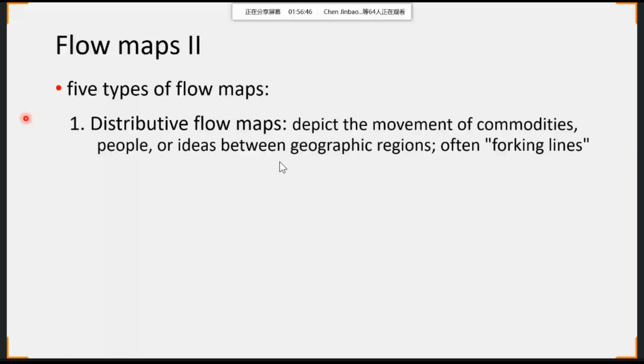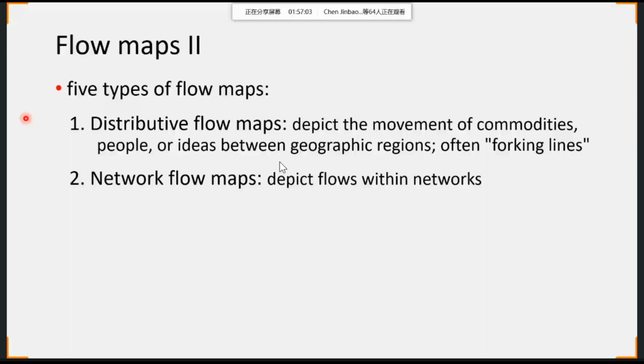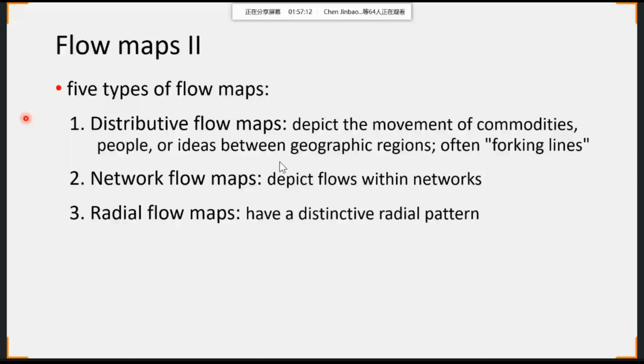The first type are distributive flow maps. They depict the movement of commodities, people, or ideas between geographic regions. They often show so-called working lines. I will show you that in examples. Network flow maps, that's the second group, depict flows within networks. The third, radial flow maps, have a distinctive radial pattern.